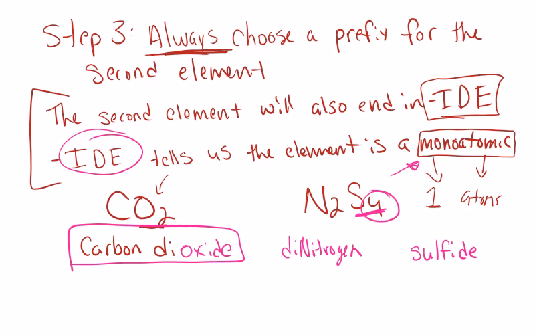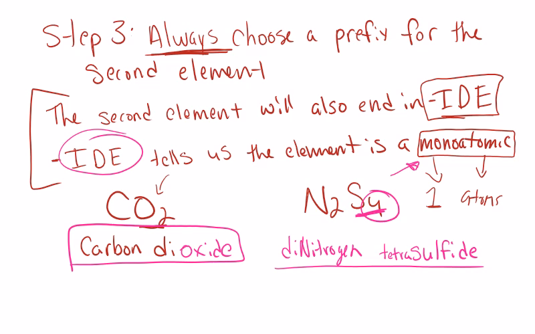And we see that there are 4 of them. Does anybody know the prefix for 4? Tetra. Good try, though. It's tetra. So tetra would be the prefix that goes there. So our answer here would be dinitrogen tetrasulfide.